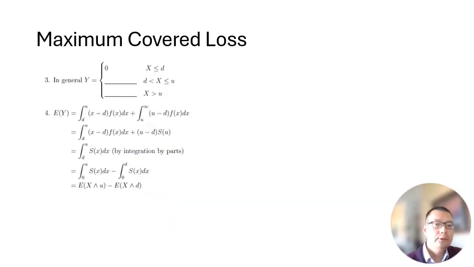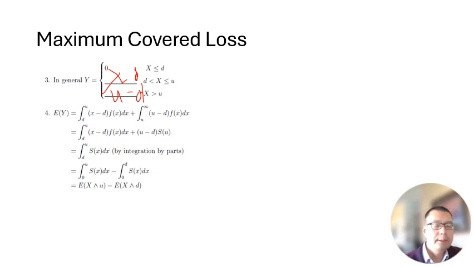Maximum loss in general: Y is equal to 0 if X is less than D, where D is the deductible. If X is between D and U, then the payment will be X minus D, and if X is greater than U, then the payment will be U minus D. This is just a general case from the previous example.